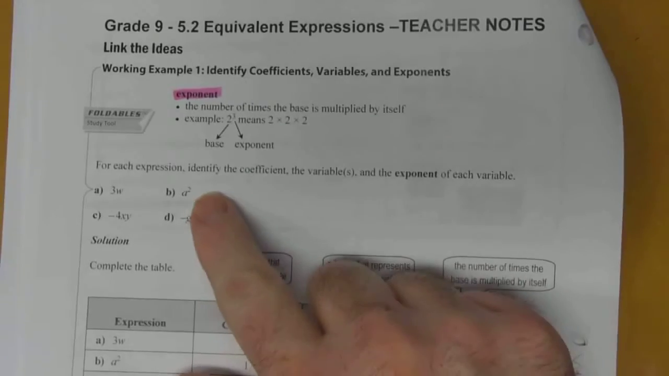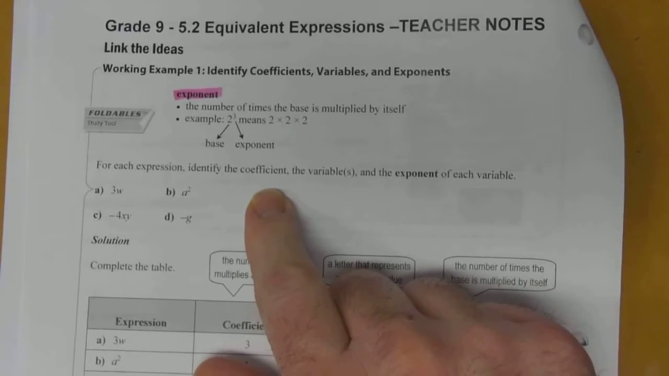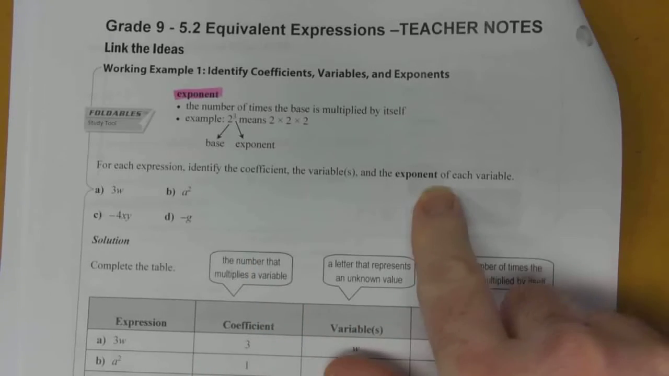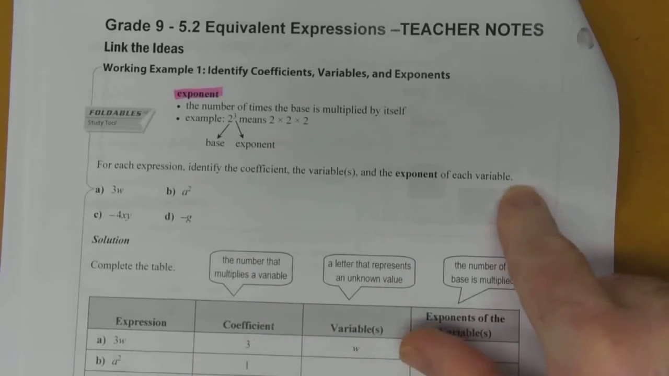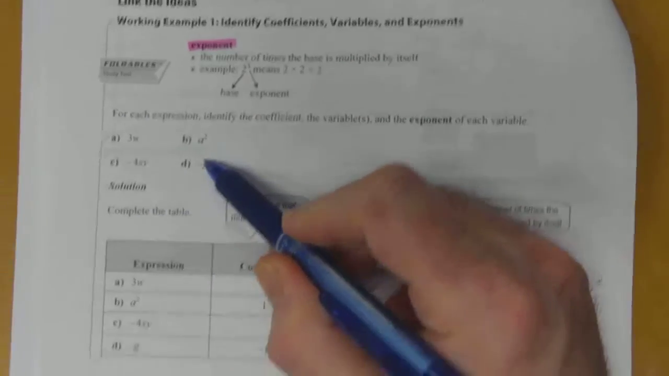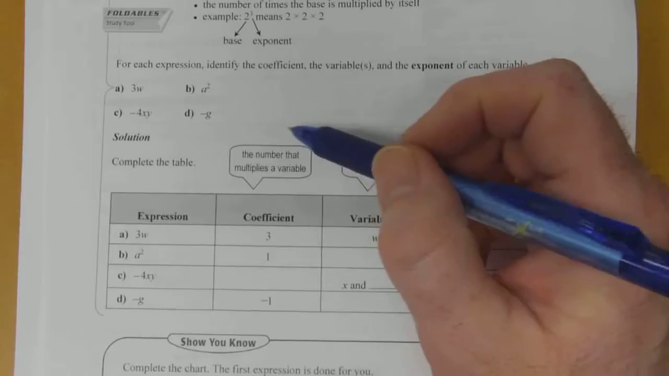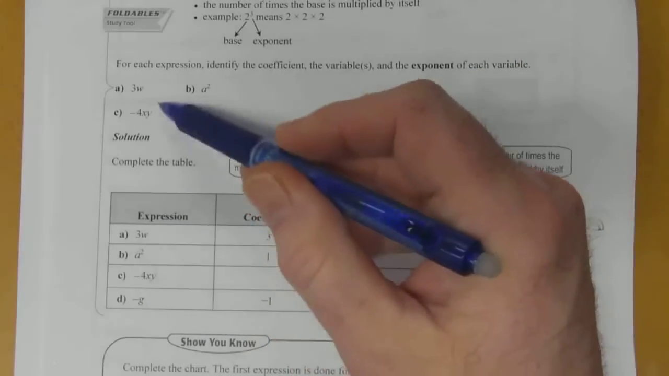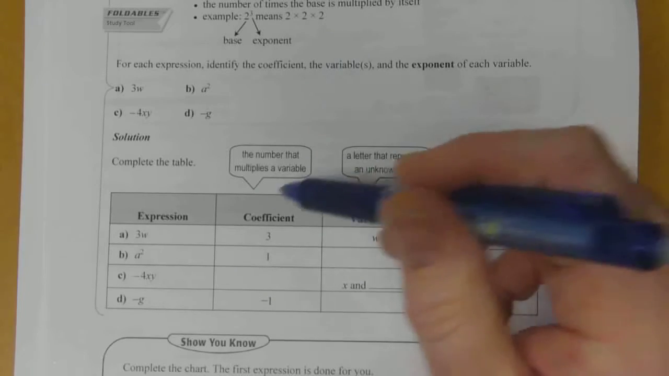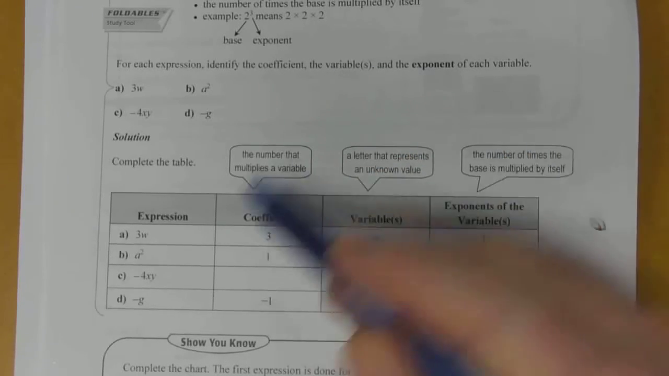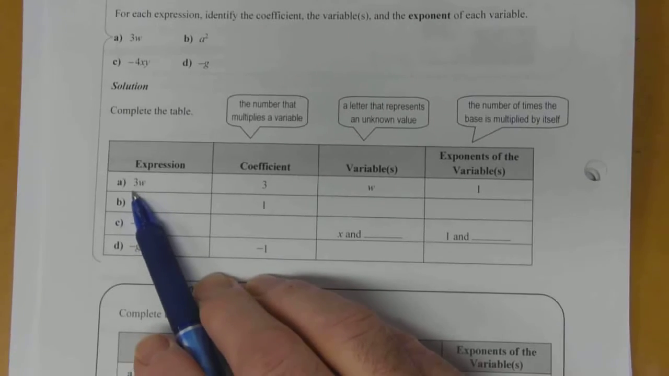So for each expression, identify the coefficient, that's the number in front of a variable, the variable itself, and the exponent for each variable. And we've got 4 here that we're working with. So we're going to just create this chart. We've got the expressions A, B, C, D written here, and then we've got headings for coefficient, variable, and exponent of the variable. So 3W.